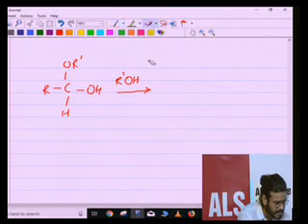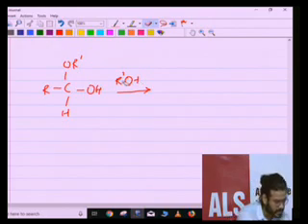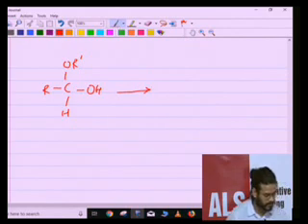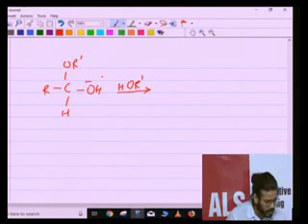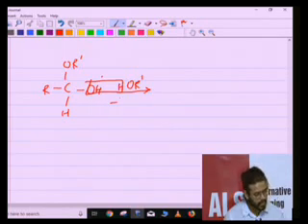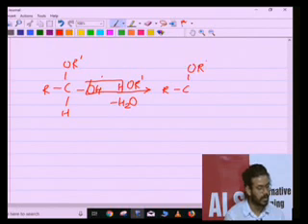If I write this ROH in the form of, let's say, HOR dash, I guess you already know that both are the same thing. So what I have to do here now, I'll simply remove the OH and H. So basically I'm removing here one molecule of H2O. And after the removal of one molecule of H2O, it is RCOR dash or OR dash, and finally it is H.